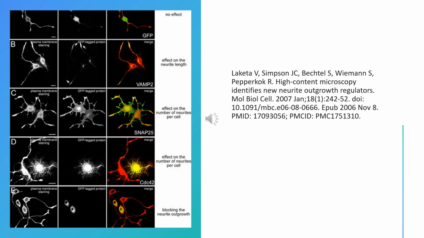In the images, A shows the phenotype of GFP. B is the control protein BMP2. C is SNAP25. D is CDC42. And E is RhoA, which is known to have an effect on neurite outgrowth due to overexpression.